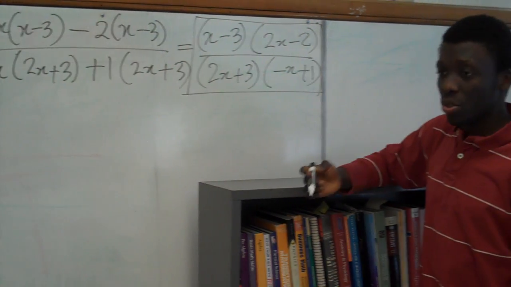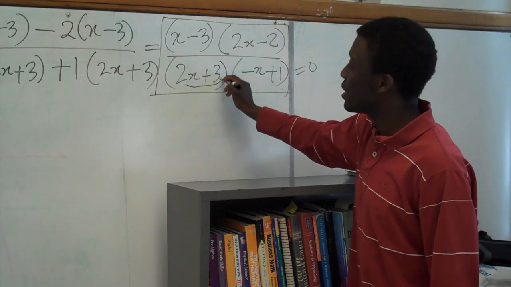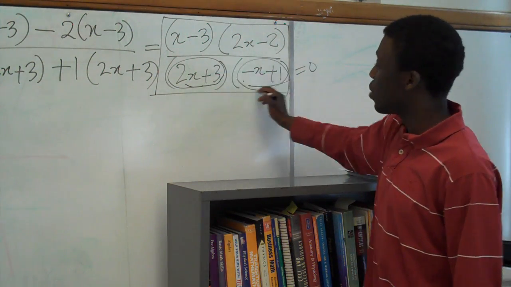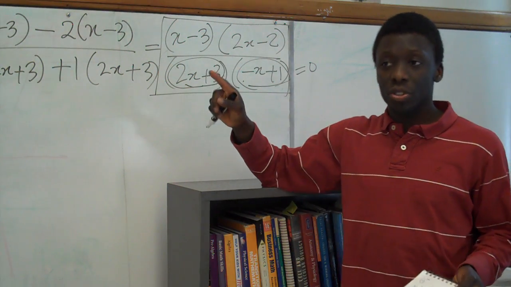If they ask you to find the exclusion values, set the denominator equal to 0 and solve for x in this one and solve for x in this one, and you get two exclusion values for this problem. That's how you simplify that rational expression.